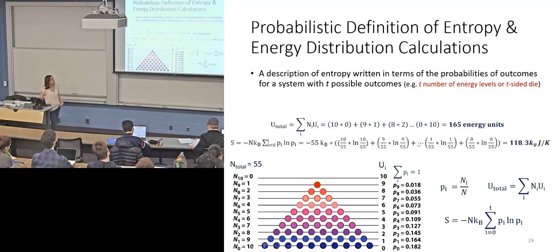Negative 55 k_B, times 10 over 55 times the natural log of 10 over 55, plus 9 over 55, and on up across all the levels.